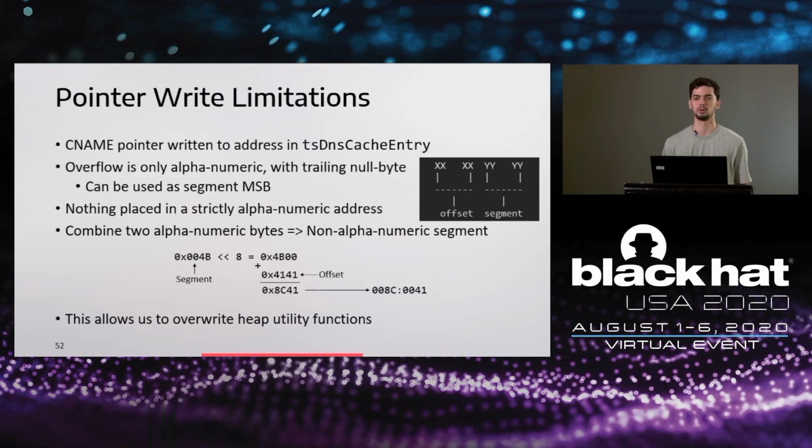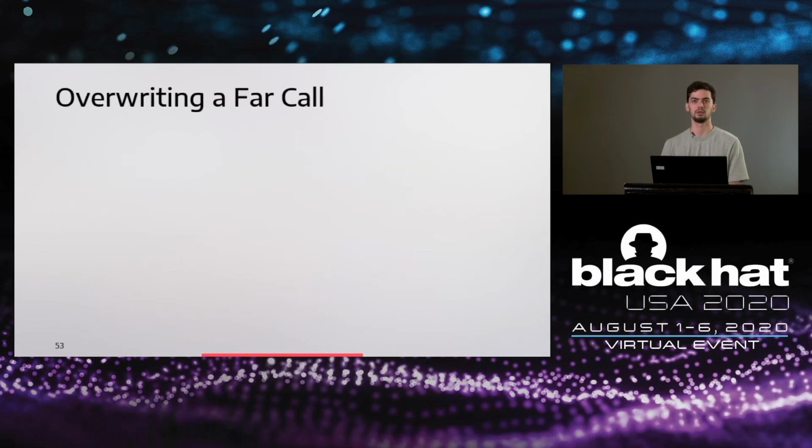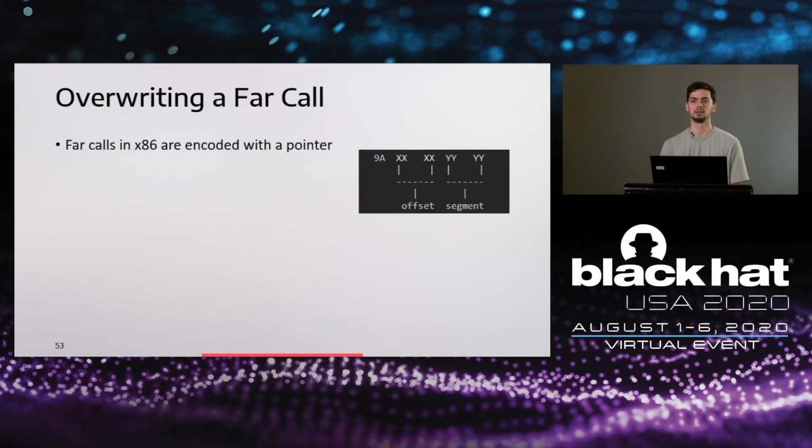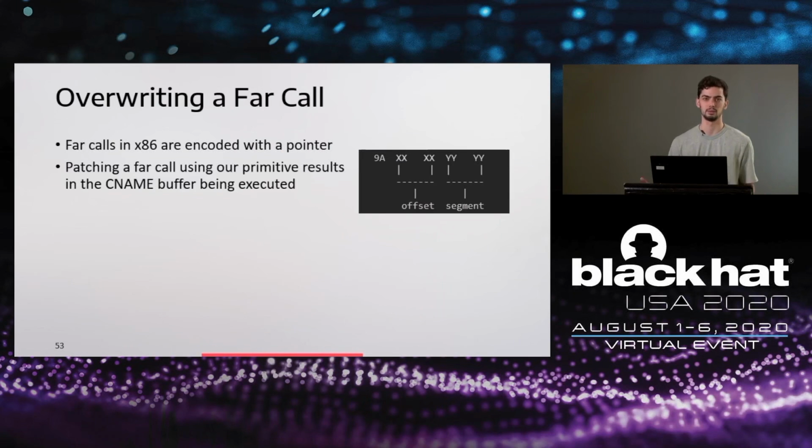Again, no mitigation, so no DEP, no ASLR. So when you can overwrite code with a pointer, one of the interesting things to do in x86 is to overwrite a far call destination, as it is encoded directly with an absolute pointer in it. So if we can overwrite a far call like this in some heap flow, we can cause the far call to direct execution to our CNAME buffer instead of the original destination.